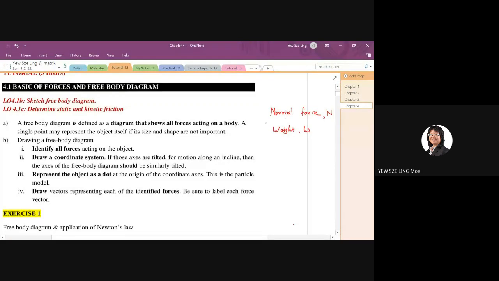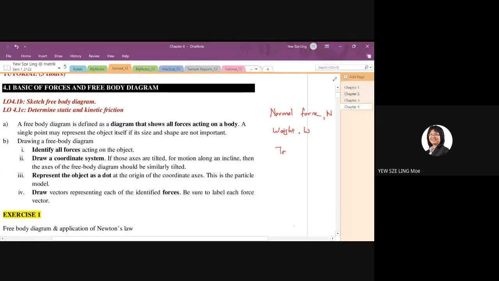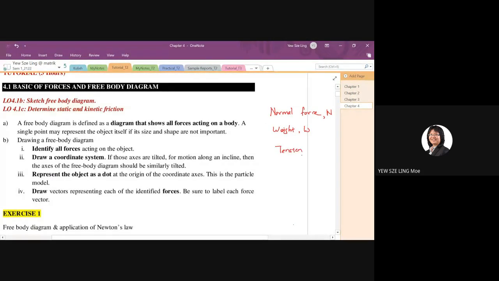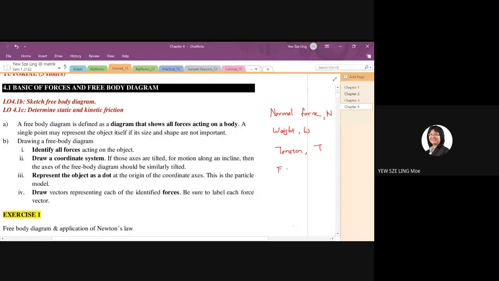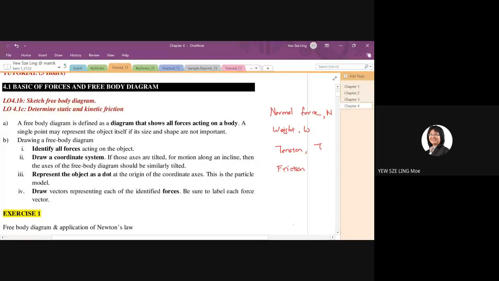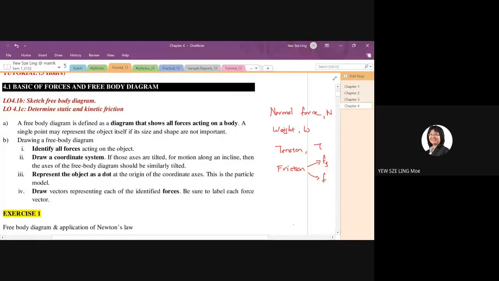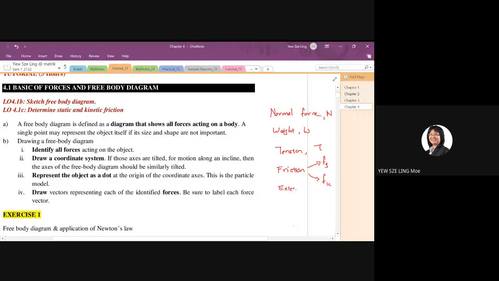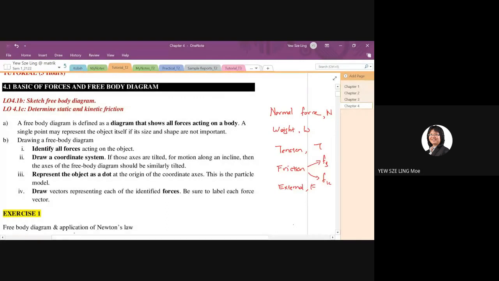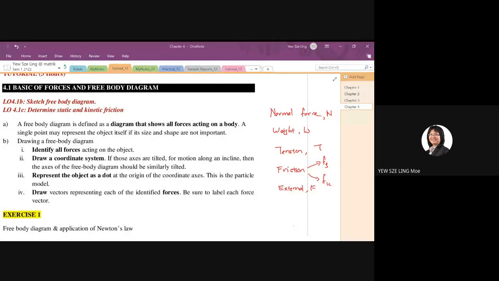And then what else do we have? Okay, we have normal force, weight, and then we have tension. Tension is whenever there's a string-like object that pulls the object. Tension is capital letter T. And now we have a frictional force, friction. Remember, we have two types of friction, static friction or kinetic friction. And the last one is what we call external force. Basically, for external force we just use capital letter F. So these five are what we call basic forces on an object.